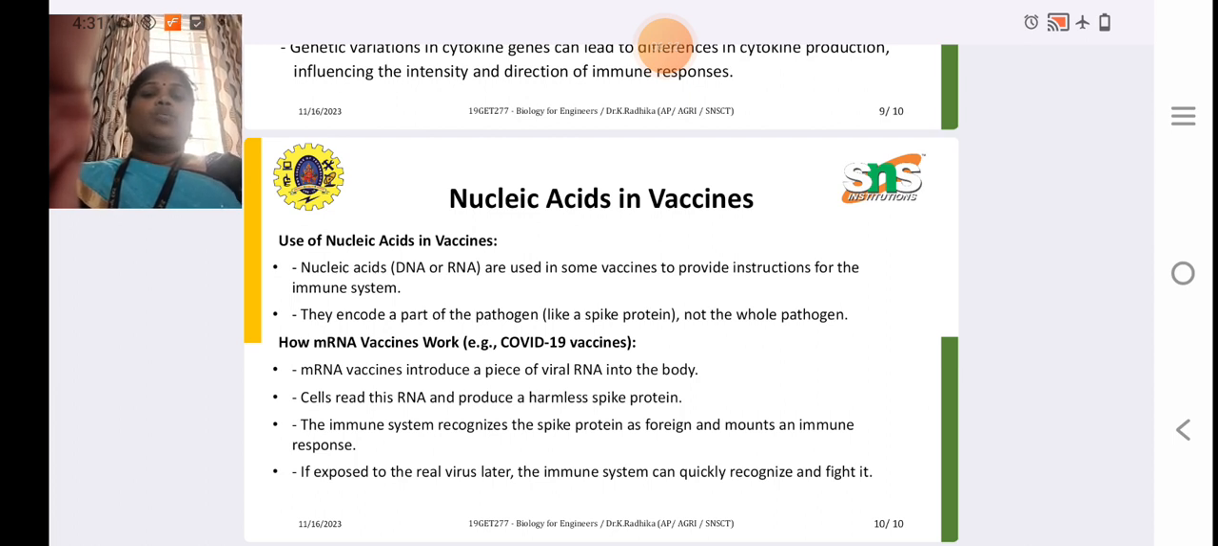How do mRNA vaccines work? For example, COVID-19 vaccines. An mRNA vaccine introduces a piece of viral RNA into the body. Cells read this RNA and produce a harmless spike protein. The immune system recognizes the spike protein as foreign and mounts an immune response. If exposed to the real virus later, the immune system can quickly recognize and fight it.